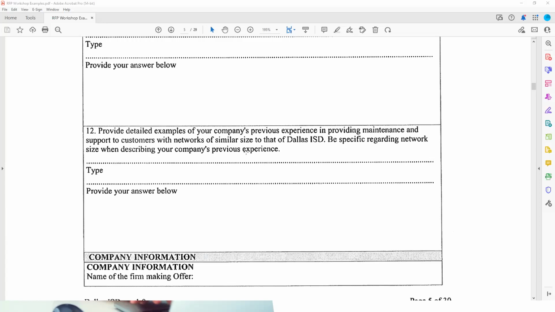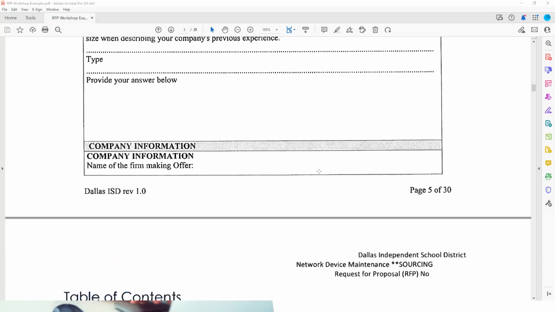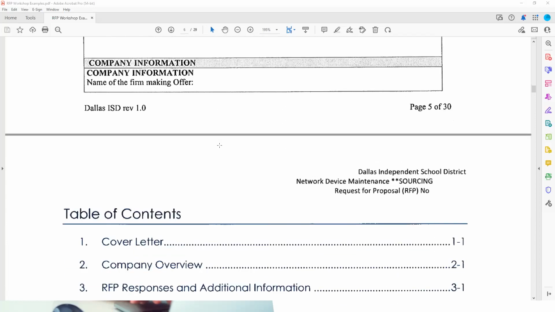Now they're saying provide detailed examples of your company's previous experience in providing maintenance and support to customers with networks of similar size to Dallas ISD. Be specific regarding network size when describing your company's previous experience. So this is kind of a two-part one, right? Because you have to provide the experience, but you also have to describe the size of the network. So this is just general information, the name of your firm.